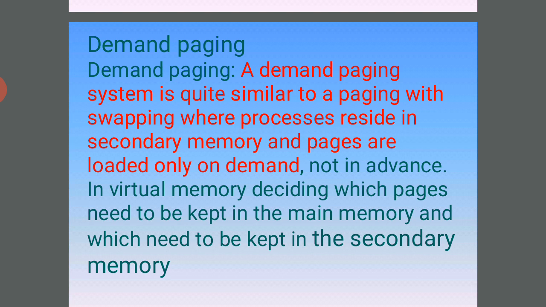In these devices the storage capacity is 500 GB or 1 TB. The 500 GB hard disk stores the information for swapping, which means the process resides in the secondary memory and the pages are loaded on demand, not in advance. That is called demand paging. It is a virtual memory, not a physical memory.